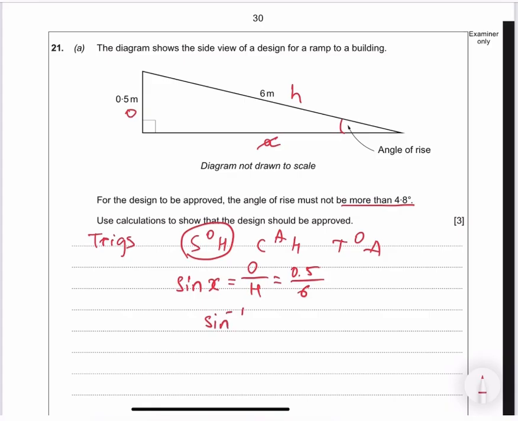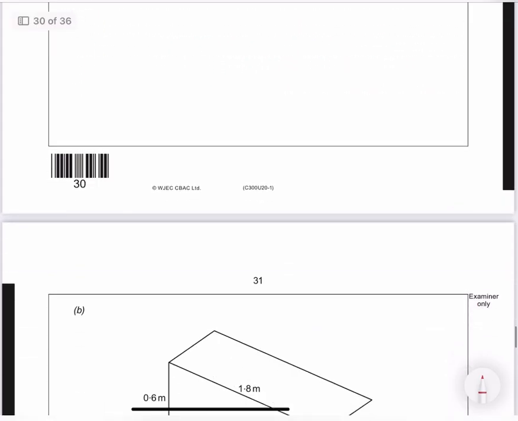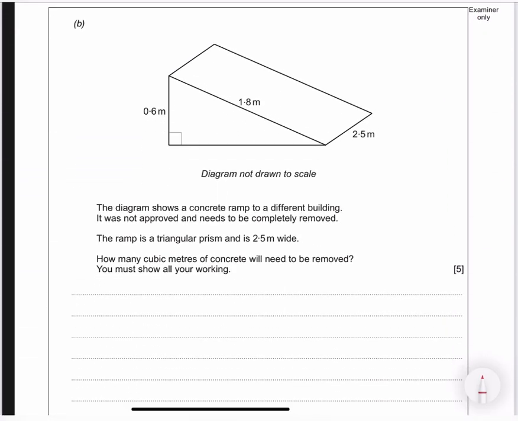When you work out angles, we have to use the shift key. So press the shift key on your calculator, then press sin. Then put these two numbers in brackets, 0.5 over, or divide by, 6 if you don't have the fraction option there. That will give you 4.78 and so on. So we just round to one decimal place, 4.8 degrees. Okay, so it says for the design to be approved, it should be not more than 4.8, which is suitable, because we got just under 4.8 degrees.